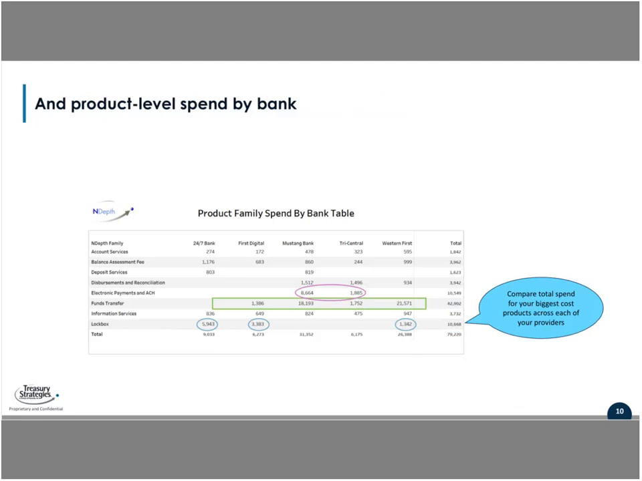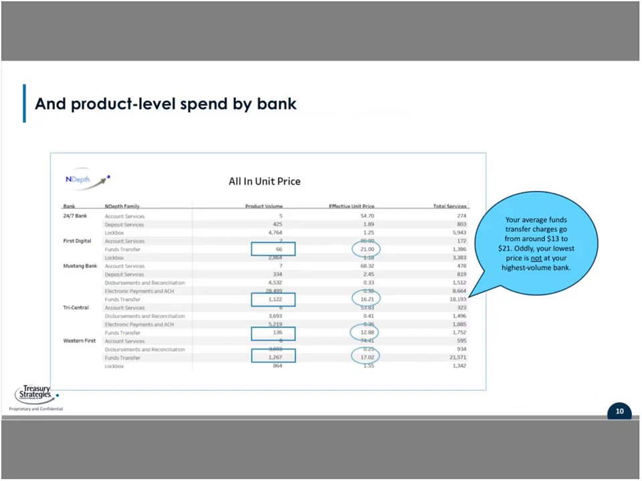And here's another view of that. I've got 2 banks that I'm using for ACH, Mustang and Tri-Central, 4 banks for funds transfer or wire transfer, and 3 banks for lockbox. And you can start comparing your total spend across your bank for each of these main product families and start seeing some interesting differences that raise some questions. Let's dig down into the wire transfer example and see where we could go with that if we were actually analyzing this for the month.